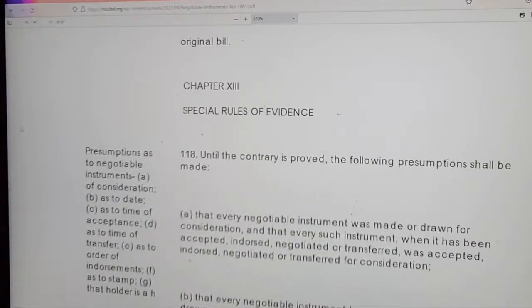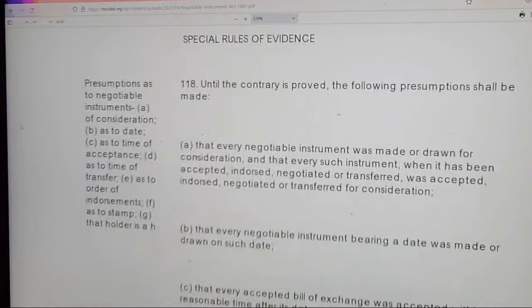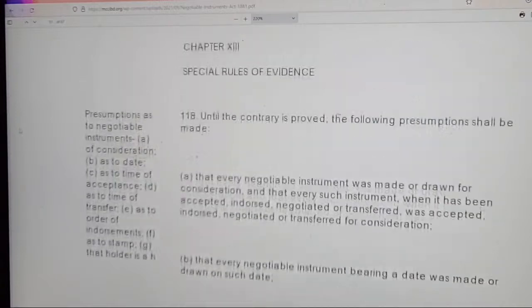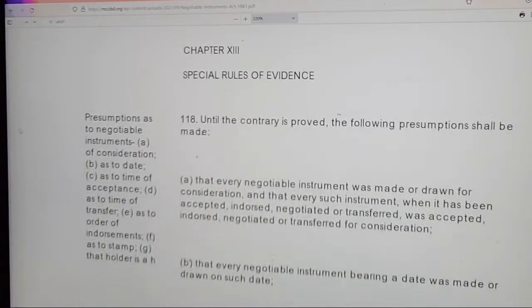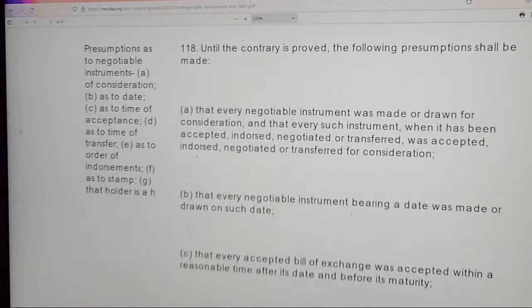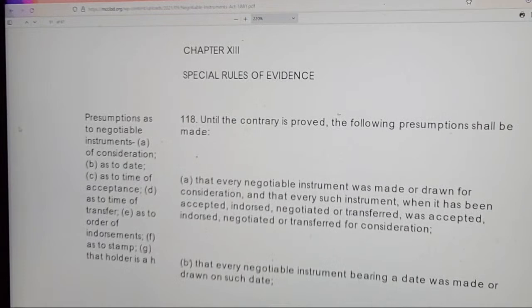Chapter 13. Special rules of evidence. Presumption as to negotiable instruments: A, of consideration; B, as to date; C, as to time of acceptance; D, as to time of transfer; E, as to order of endorsement; F, as to stamp; and G, that holder is a holder in due course. Okay, special rules of evidence. 118. Until the contrary is proved, the following presumptions shall be made. These are presumptions that are tied to the promissory note, bill of exchange, and checks.